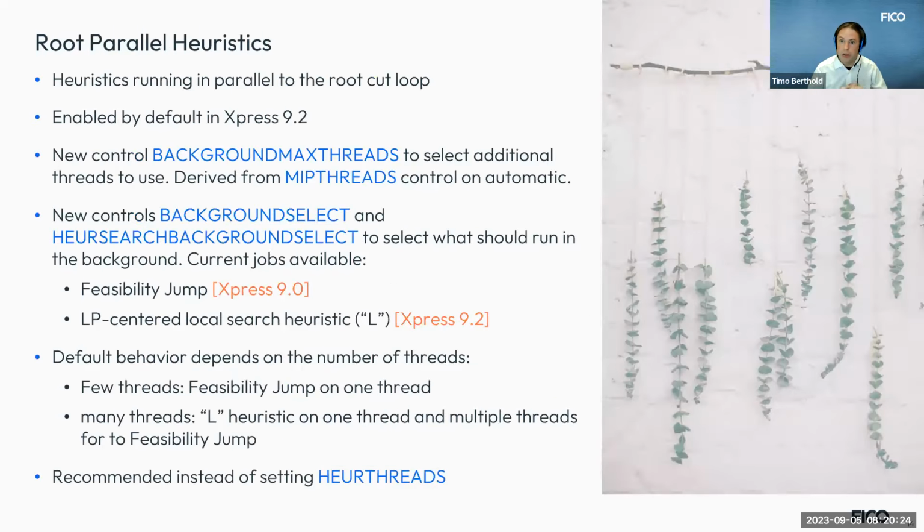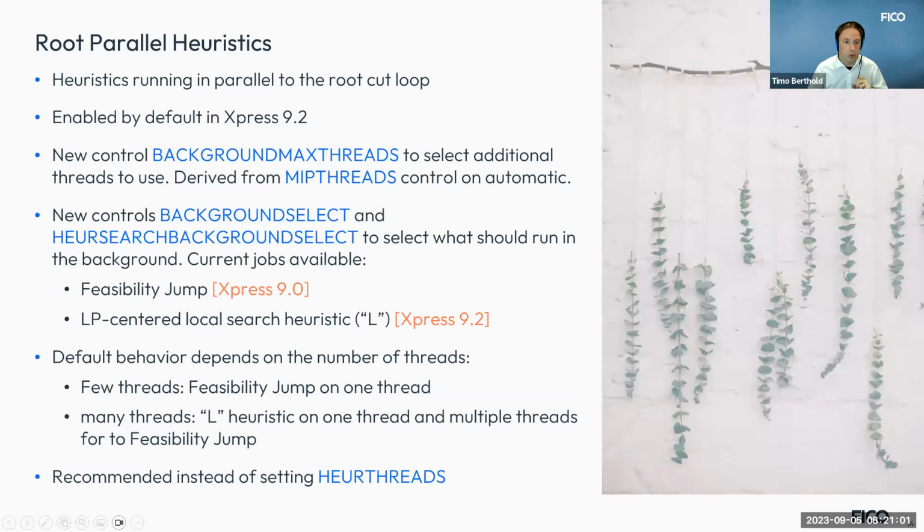Another new feature that we added are our root parallel heuristics. So these are heuristics that run in parallel to the cut loop at the root. This is enabled by default. Actually, it already has been before 9.2. There's a control, BackgroundMaxThreads, that allows you to determine how many threads you want to dedicate to these so-called background tasks, which currently are only heuristics, but potentially in future this could also be different things.